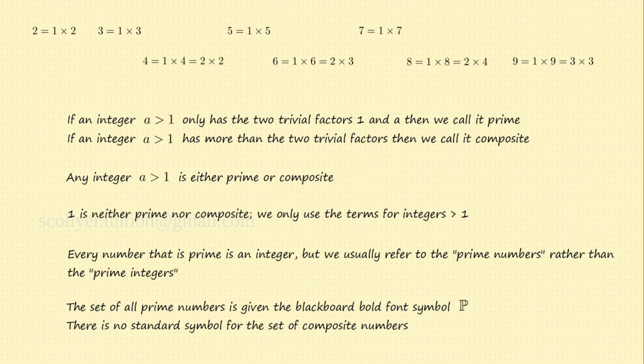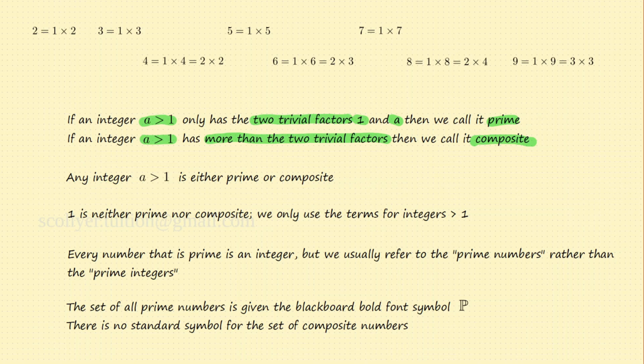Now, if we take an integer a that is larger than 1, and it only has the 2 trivial factors 1 and a, then it's called prime. If we take an integer a that is larger than 1, and it has more than the 2 trivial factors, then we call it composite. In this case, it must have at least 3 factors.